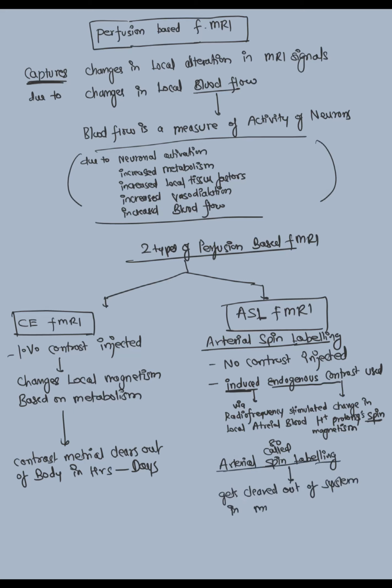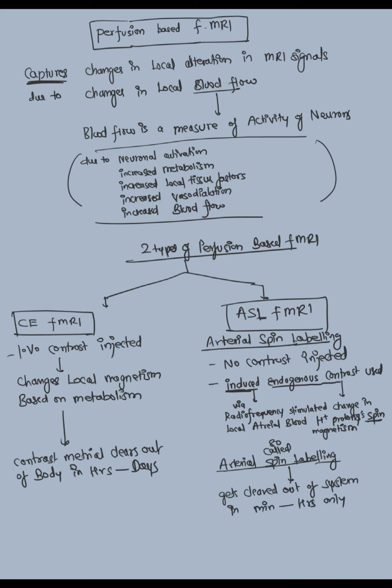Okay, now this arterial spin labeling contrast clears out of the system within minutes to hours only. So we can use this ASL frequently in a day, but contrast enhanced fMRI IV contrast will be used one time in a day, but ASL fMRI arterial spin labeling can be used twice or thrice also.